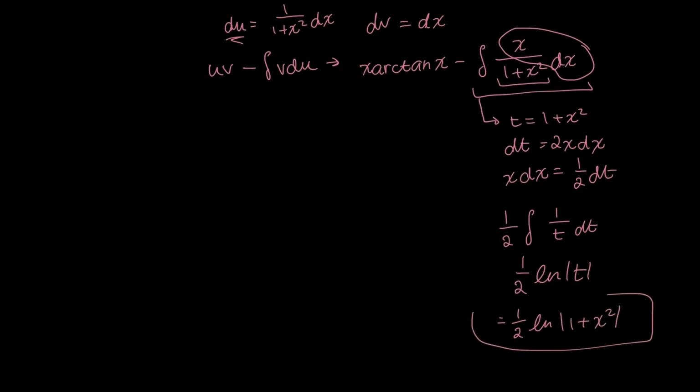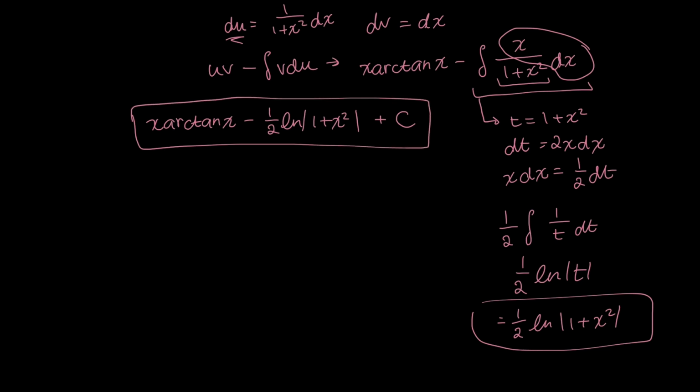Now that we've done this part, we could plug it back into our original solution. So x arctan x minus 1/2 ln of 1 plus x squared. Then don't forget your arbitrary constant, plus c. And that's it.